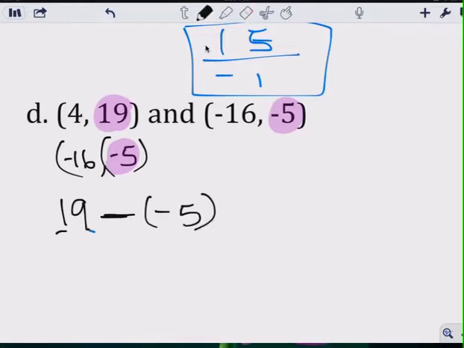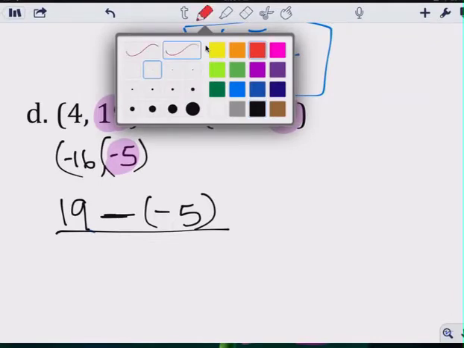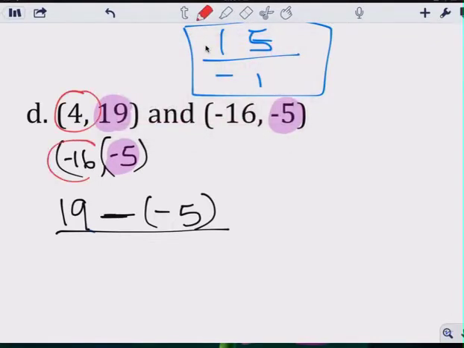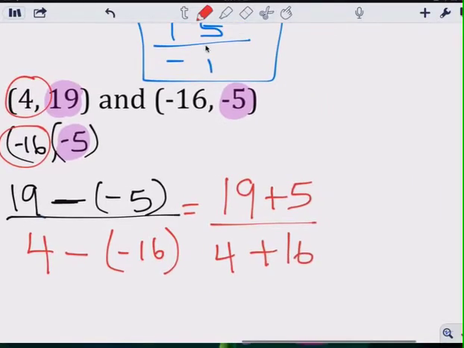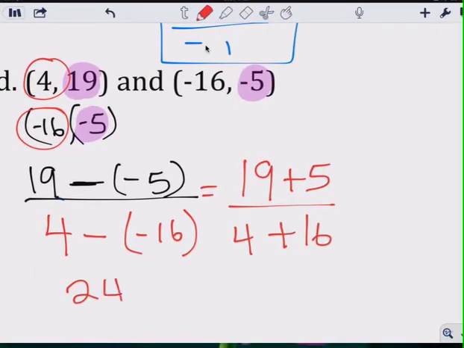And on the bottom here is 4 to negative 16. 4 minus negative 16. This makes 19 plus 5 over 4 plus 16. That gives you a 24 over 20. You can reduce this. This is the rate of change.